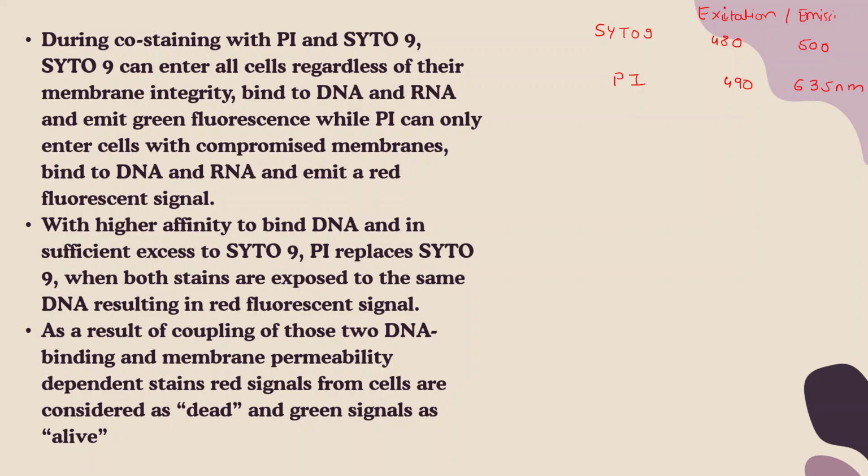Okay, we will see the example in the next slide, but currently we will see what actually happens when the cells are stained with cyto9 and PI. During co-staining with PI and cyto9, cyto9 can enter all cells regardless of their membrane integrity. It binds both DNA and RNA, and it usually emits green fluorescence. While PI can only enter cells with compromised membranes, binding to DNA and RNA and emitting red fluorescent signals. So this is for green, and this is for red.